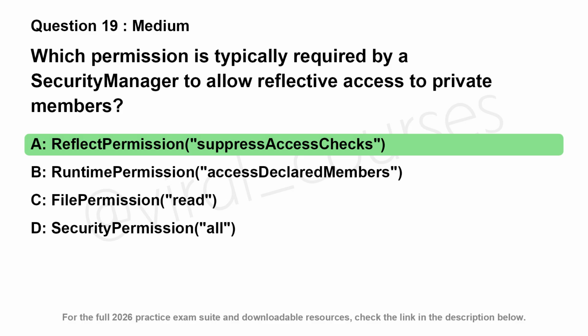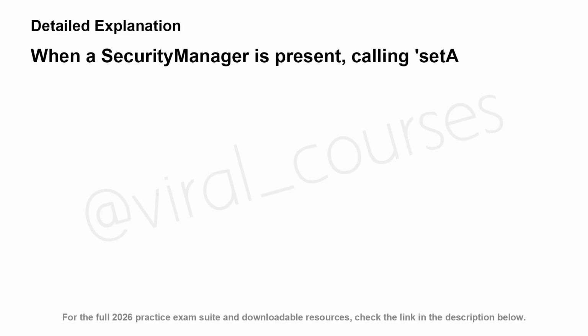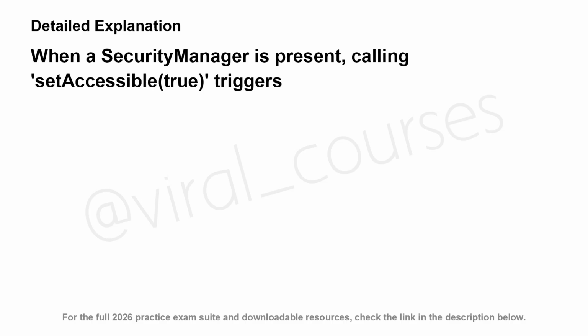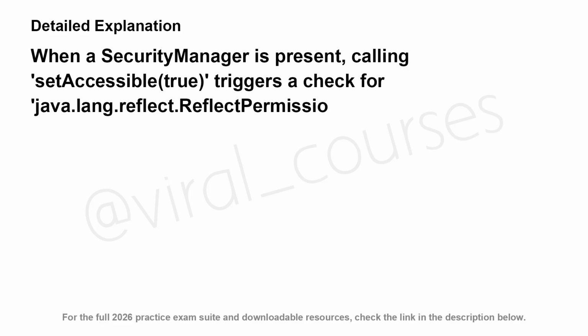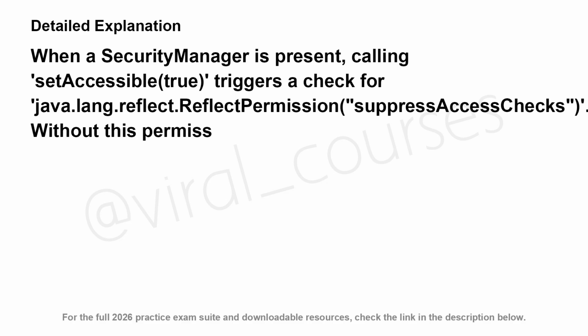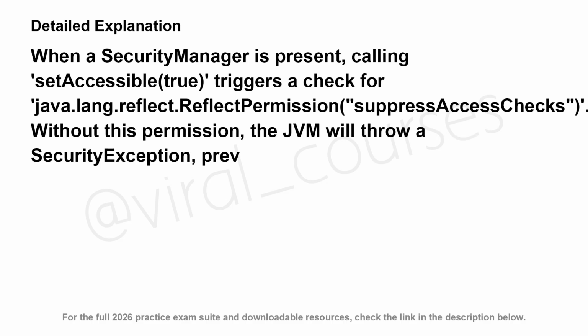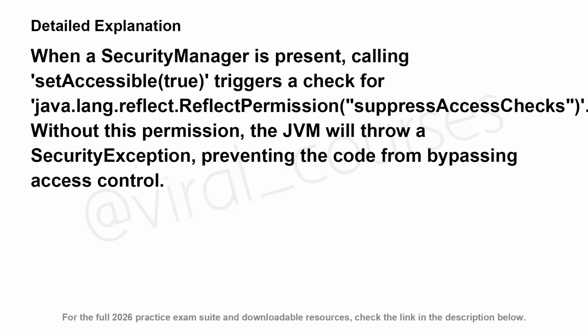The correct answer is A. When a security manager is present, calling setAccessible(true) triggers a check for java.lang.reflect.ReflectPermission suppressAccessChecks. Without this permission, the JVM will throw a SecurityException, preventing the code from bypassing access control.